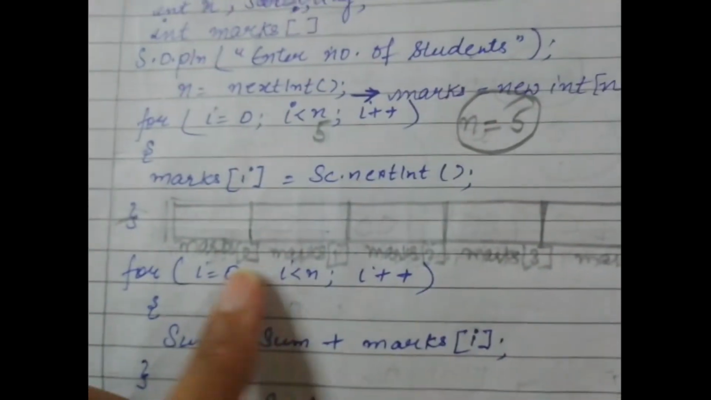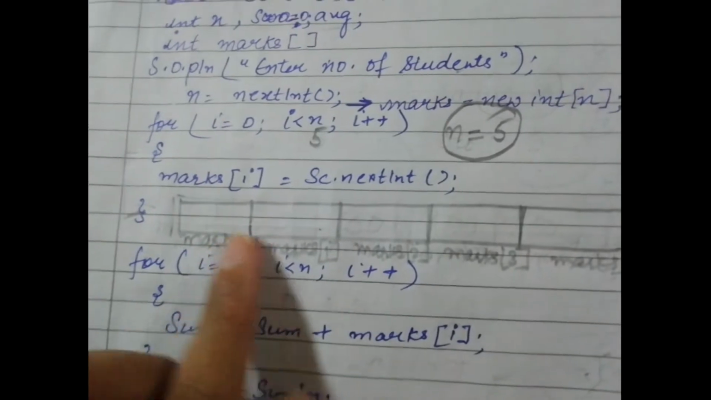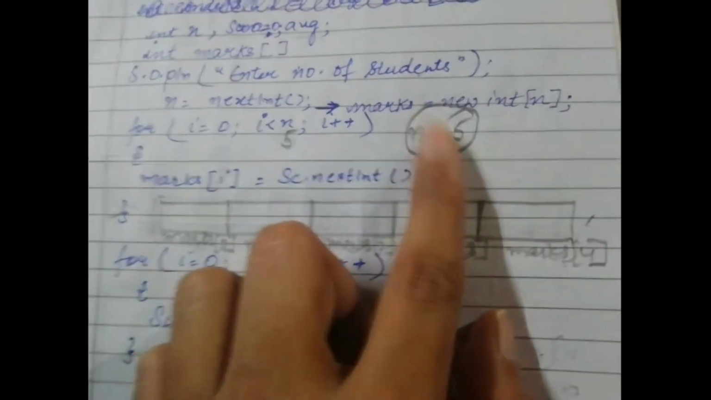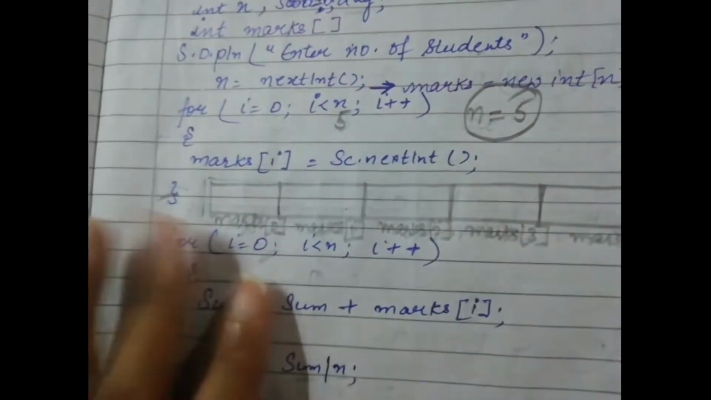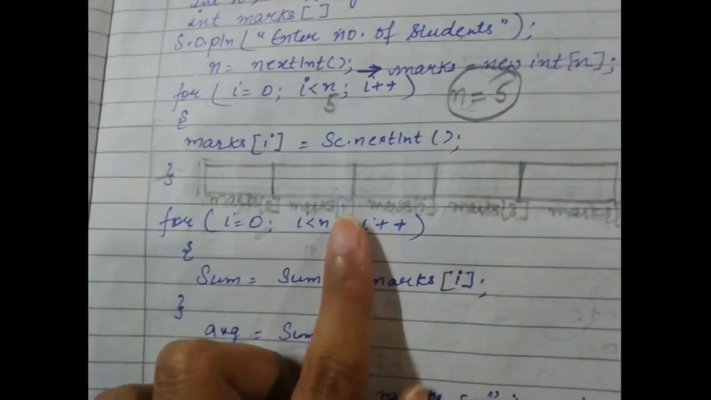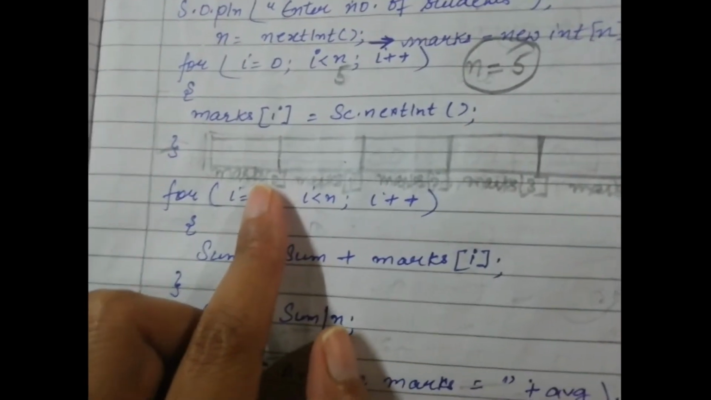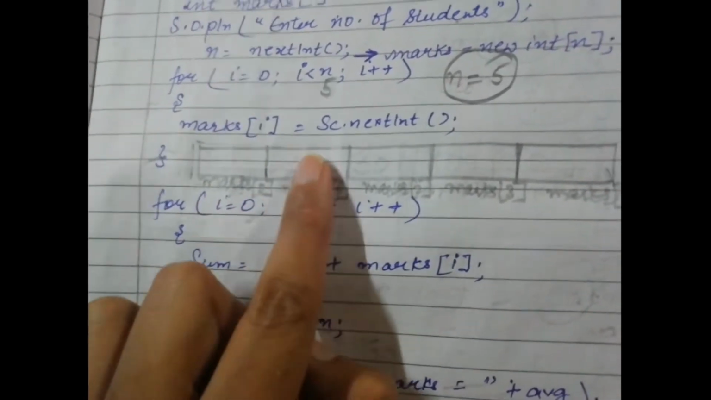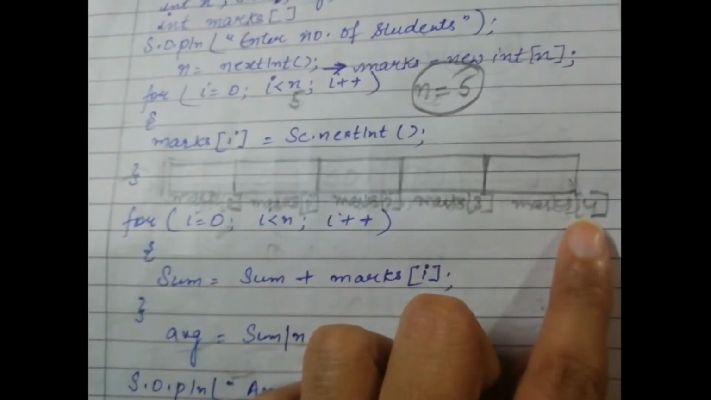So I have made an array for you. What is the array name? Marks. So we have reserved 5 cells, 1, 2, 3, 4, 5, because the user has entered the value of n equals 5. So according to that we have reserved 5 blocks. So these are the index numbers of all the cells. The address of this cell is marks 0. This cell marks 1. This marks 2, marks 3 and marks 4.